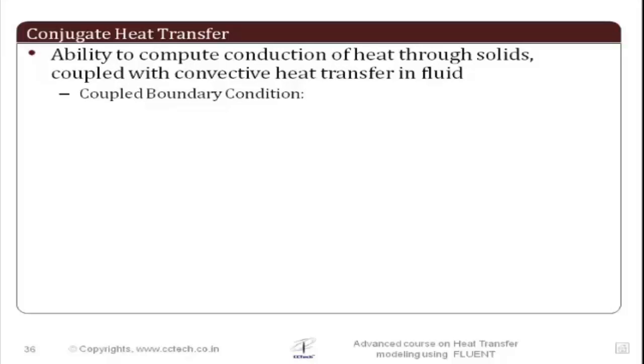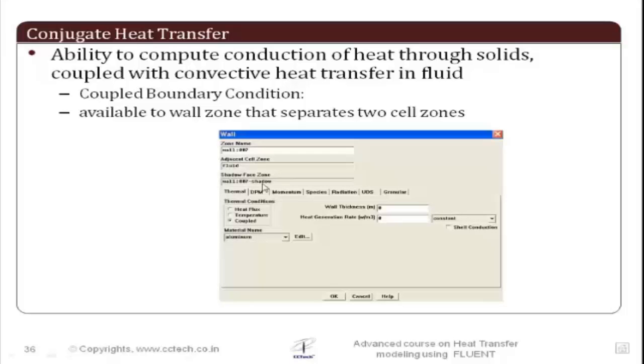In that case, we have to use a coupled boundary condition, and it is available to wall zones that separate two cell zones. So on one side of the wall there is going to be solid, in which we are going to solve conduction. The other side of the wall is going to be fluid, and we are going to solve convection there. This is how we use the coupled boundary condition, as you can see here.